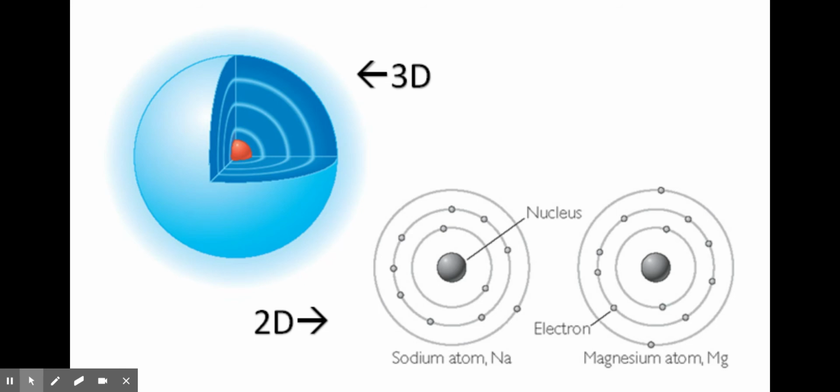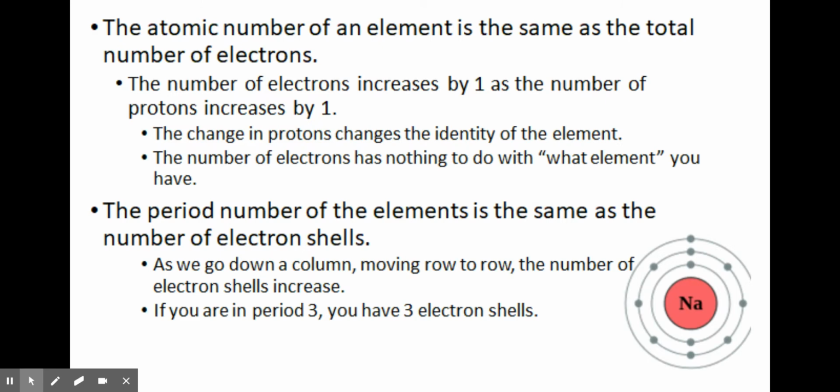Sodium has 11 total electrons. Can you count 11 dots on those shells? Sure. Sodium is in group 1 of the periodic table, so it should have 1 valence electron, or 1 electron in the outermost shell. Do you see just 1 in the outermost shell? Sure. So the atomic number of an element is the same as the total number of electrons that we have. The number of electrons increases by 1 as the number of protons increases by 1. The number of electrons will correspond to the atomic number of each element.